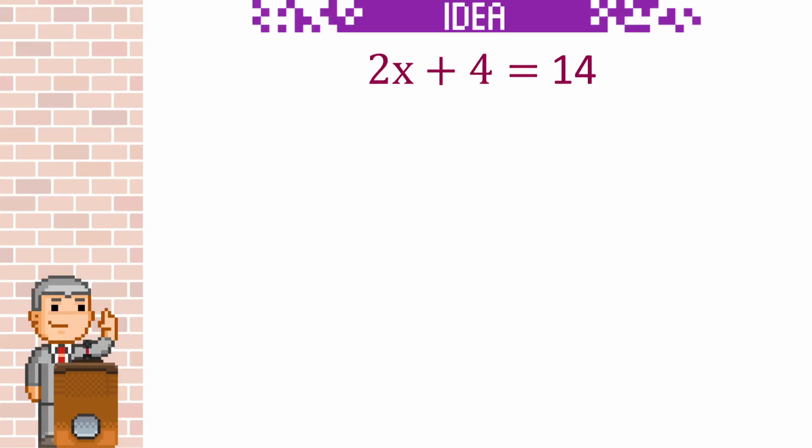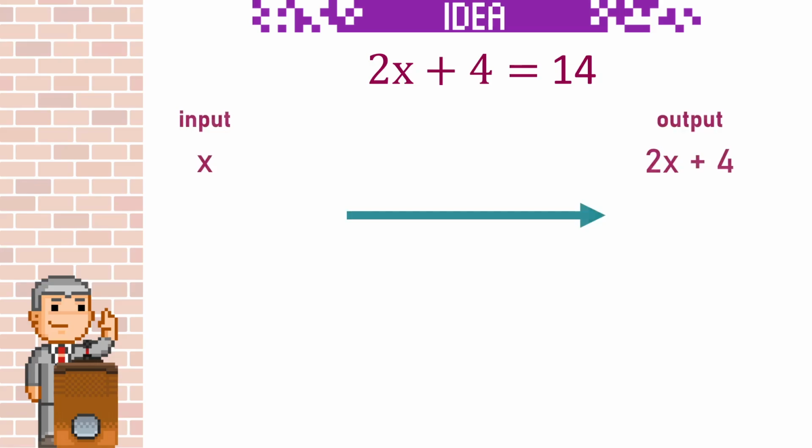When solving equations, we normally have a multiplication or a division and an addition or subtraction. So today we're going to be solving equations with both of those things. To solve 2x plus 4 equals 14, we can use a function machine.